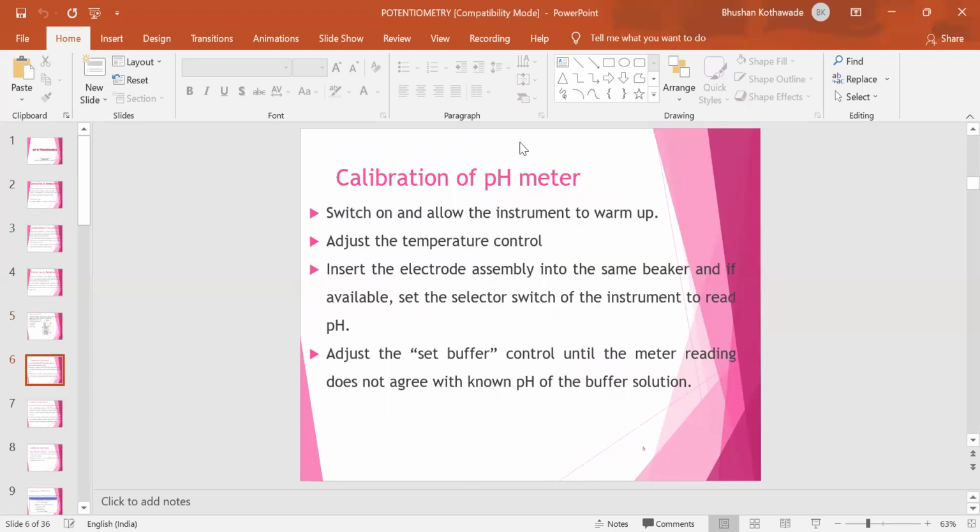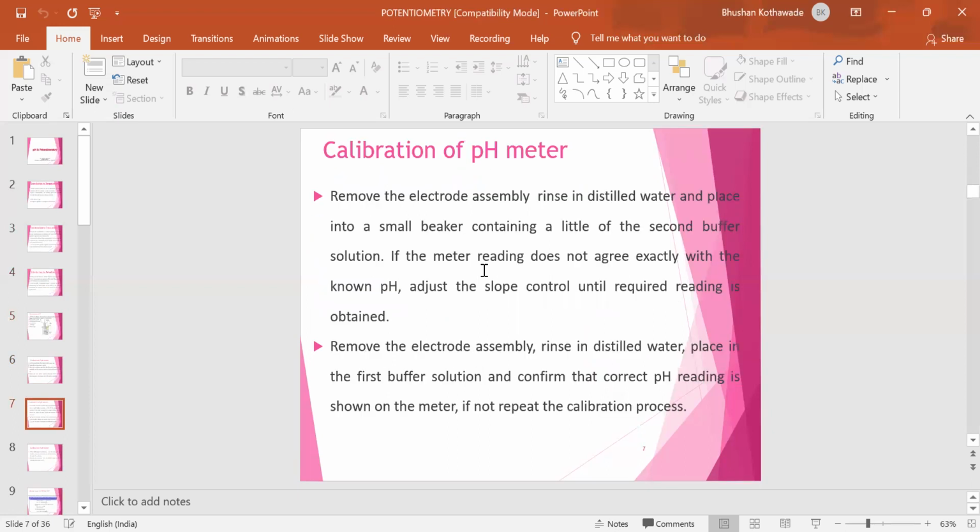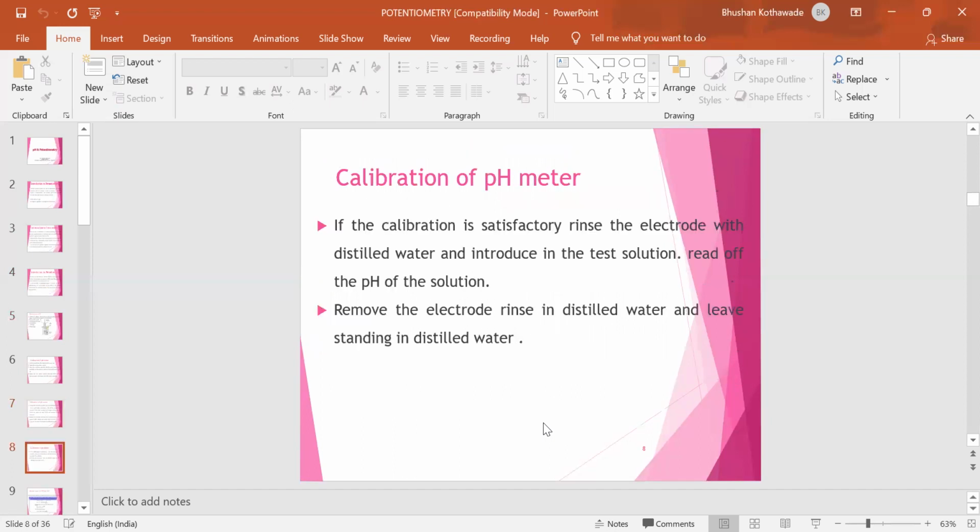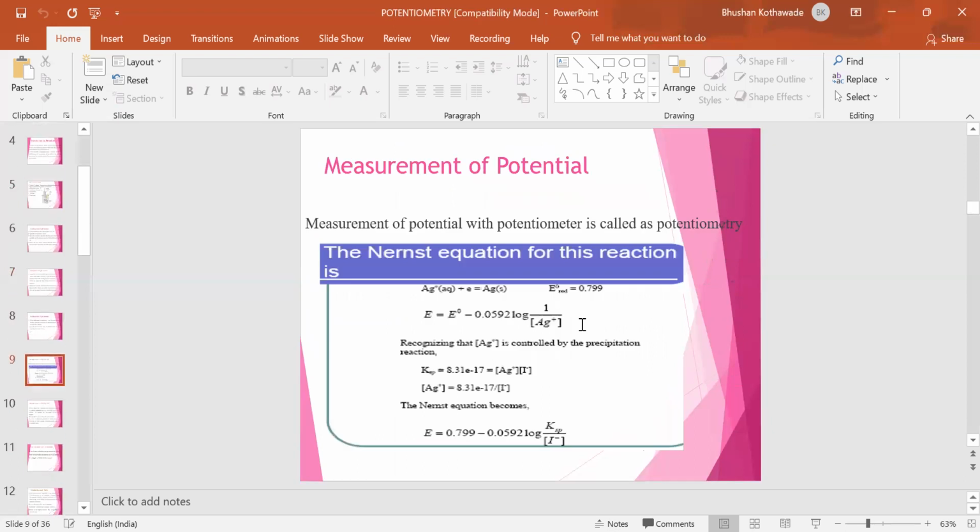Now, how to calibrate a pH meter or potentiometer? Any instrument in analysis, if you want to use it, we first have to calibrate it. The calibration of a pH meter or potentiometer is done by using buffer capsules, the buffer solutions, by keeping the buffers of pH 7 and pH 4 in contact with the pH meter. If pH 4 and 7 are shown correctly, then we can say that the pH meter is calibrated. So this is the calibration procedure using buffer capsules.